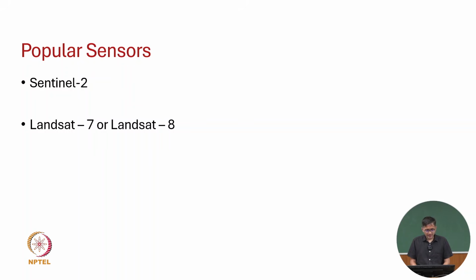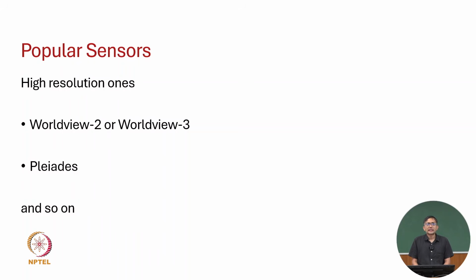So with this, some of the popular multispectral sensors are Sentinel-2 and the Landsat series like Landsat 7, Landsat 8. We'll be talking a bit in more detail about them. Sentinel-2 and Landsat 8 are medium or coarse resolution, and at the same time they are free. That's a good thing. Sentinel-2 is 10 meter per pixel, but that's free, and that's the reason.